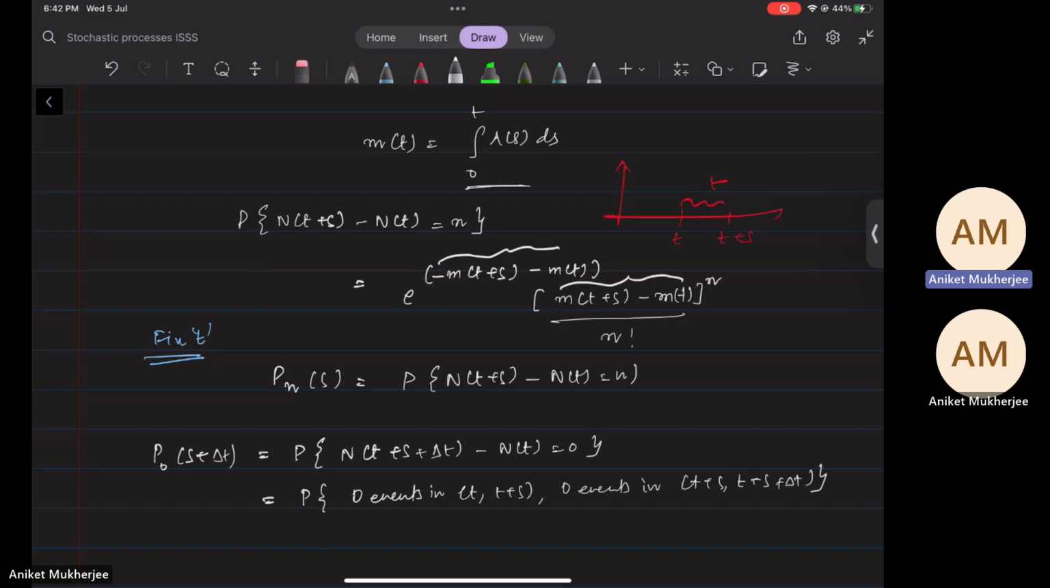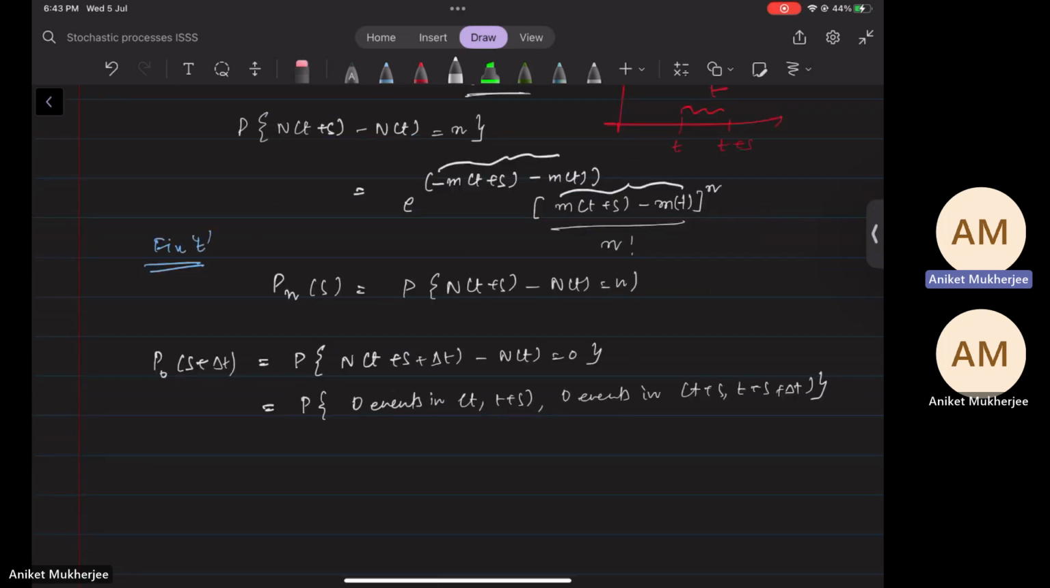Now independence is there, just stationarity is not there. So you don't have stationarity, but independence is there. And since these both are non-overlapping intervals, you can write them as a product of each. So you have 0 events in (t, t + s) times the probability of zero events in (t + s, t + s + Δt).